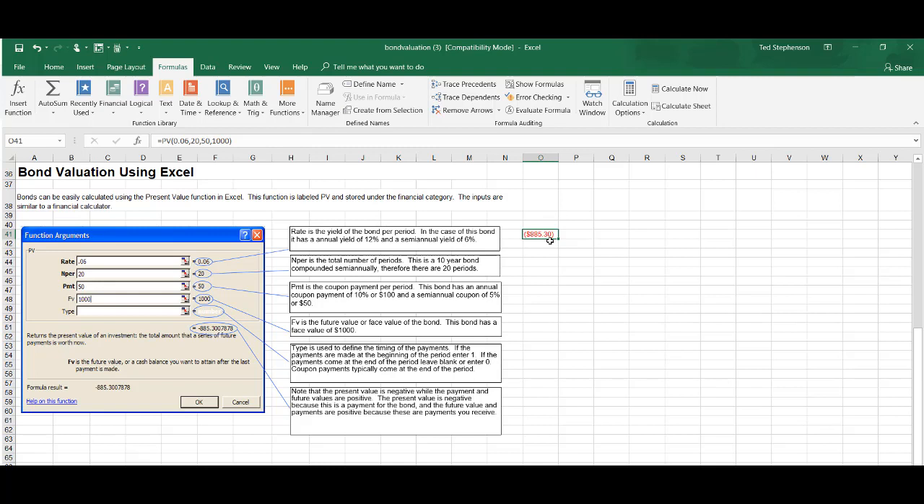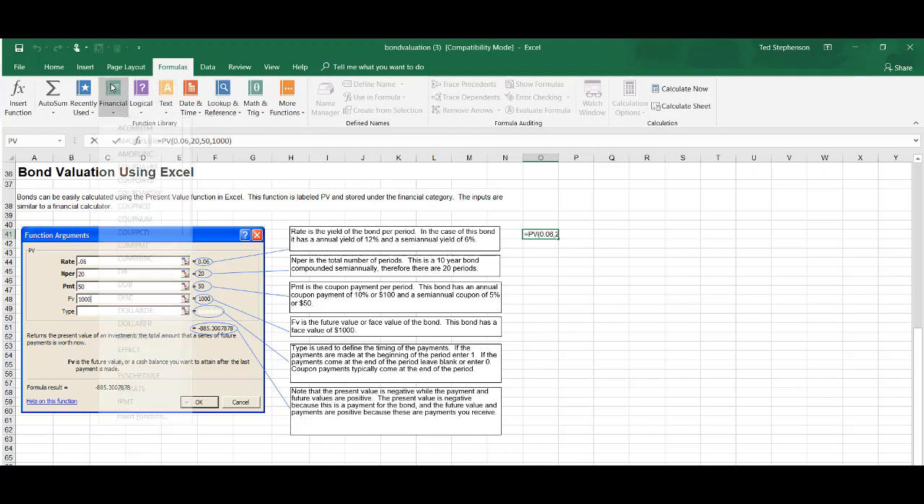And we've got 885.30 as the price of the bond. And by the way, you can see here the Excel formula that is left in the cell. Equals PV, brackets, 0.06 is the rate, comma 20 is the number of periods, comma 50 is the payment, and comma 1,000 is the future value.